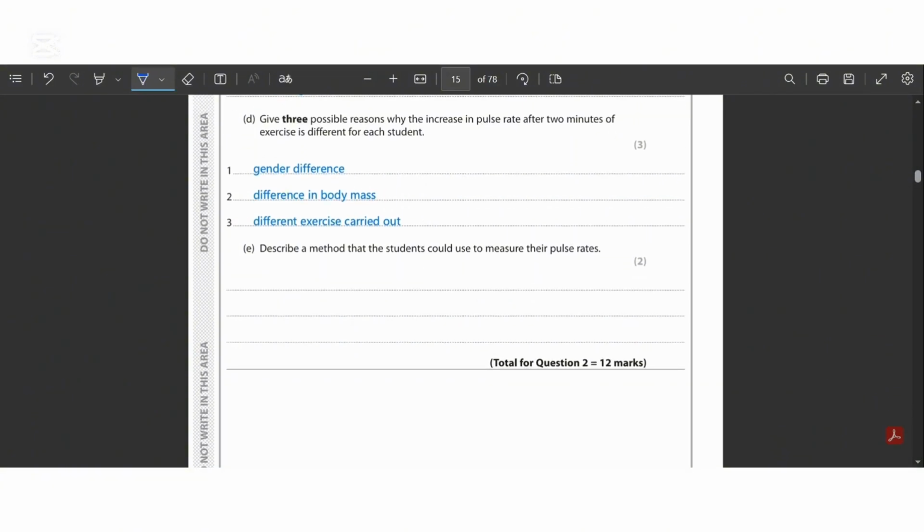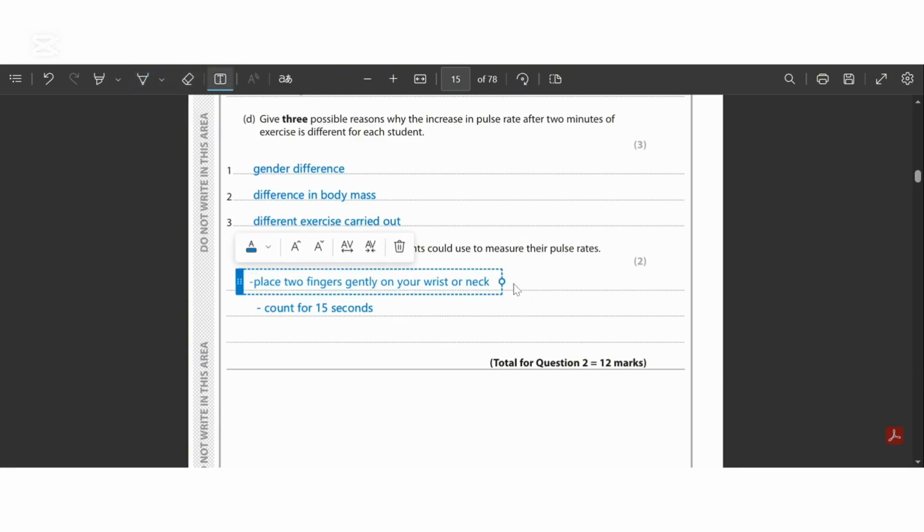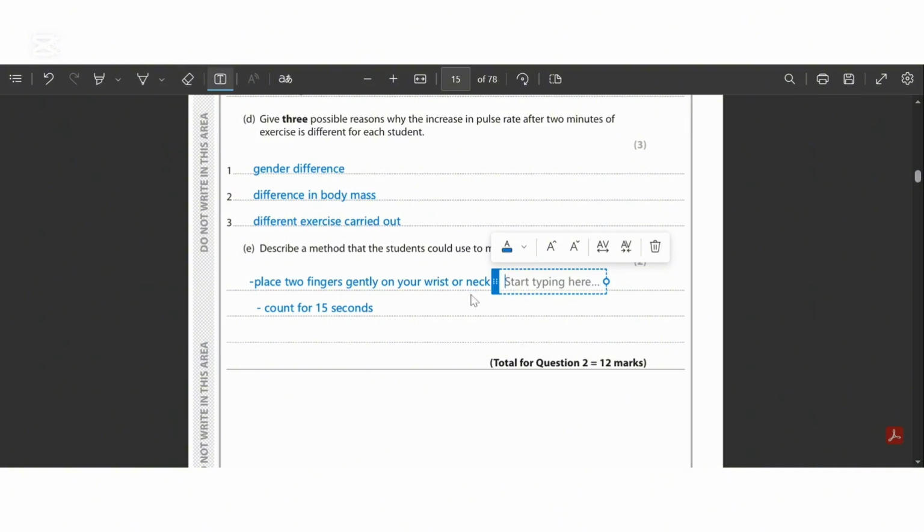It says: describe a method that the students could use to measure their pulse rate. Here I have mentioned a method, which is to place two fingers gently on your wrist or your neck and count for 15 seconds. One more thing I forgot to mention is to place the fingers gently on the wrist or neck, except the thumb.